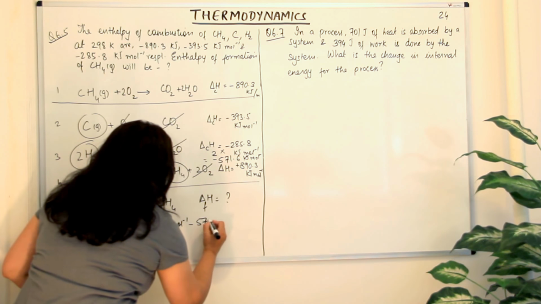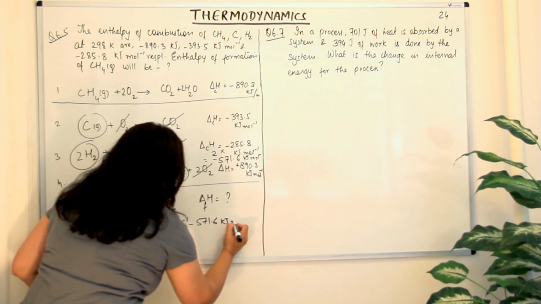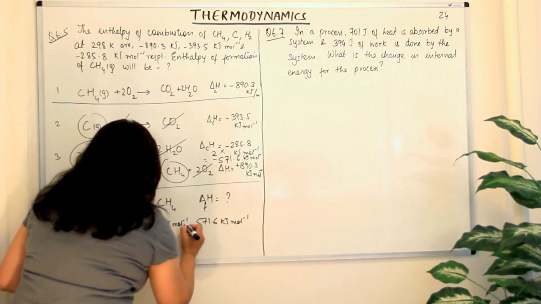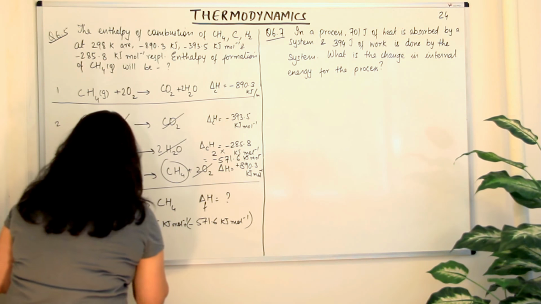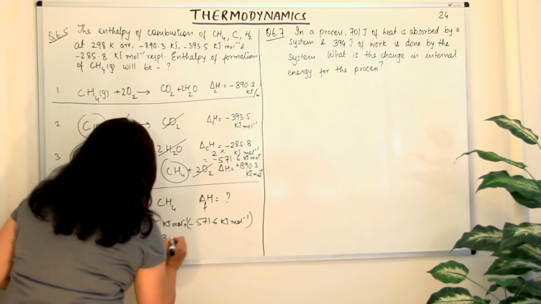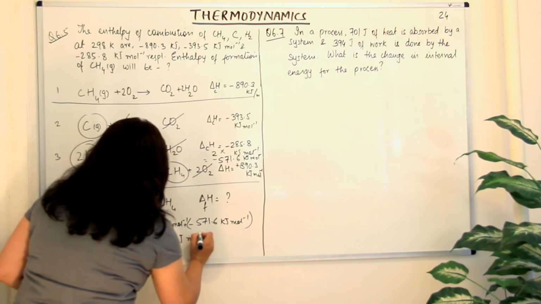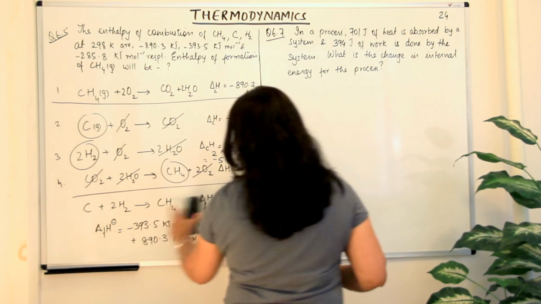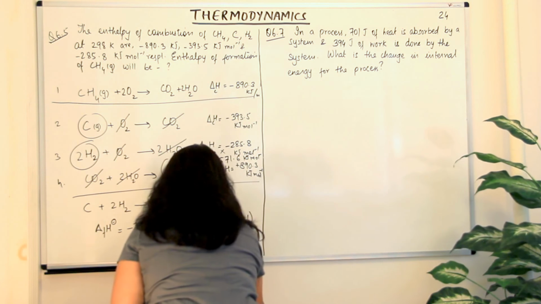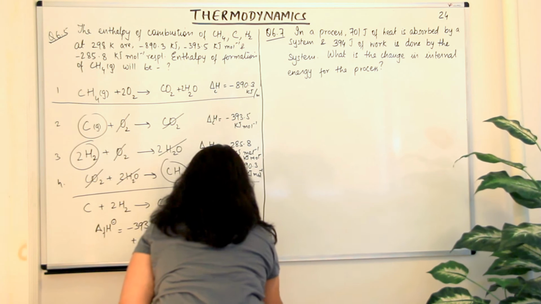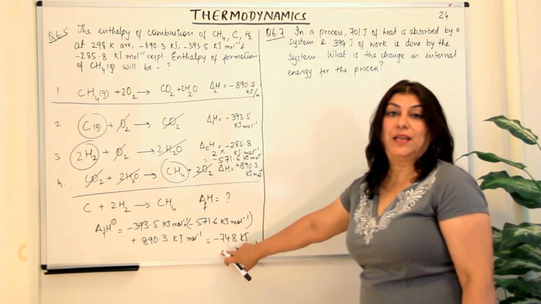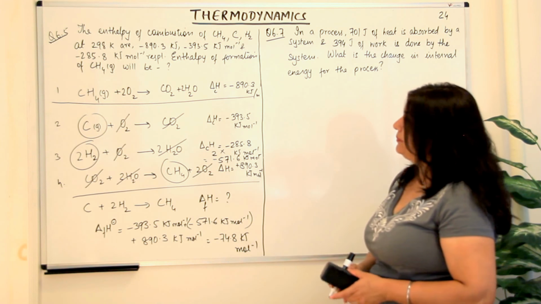Minus 571.6 kilojoules per mole. Okay, we are adding these. So you can say it is plus, minus this, plus the last one, that is 890.3 kilojoules per mole. When you solve all of this, you come to the answer that is minus 74.8 kilojoules per mole. This is your answer. And this is the answer that you will choose.